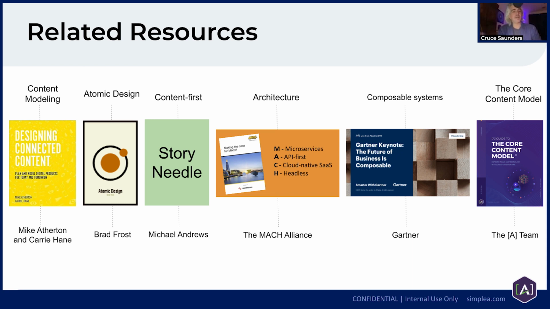We mentioned Carrie and Mike's book, Designing Connected Content. That's a great place to get started. Atomic Design has talked about the same thing in the design world for a long time, and the heuristics in this book are really good. And then there's Michael's blog, Story Needle, which is great. Check out the MACH Alliance if you're interested in architecture, microservices, API first, cloud native. This is all part of the trend towards composability that we're talking about. And composable systems is something Gartner and others have talked about in depth. They've got some material out there about the future of business as composable.